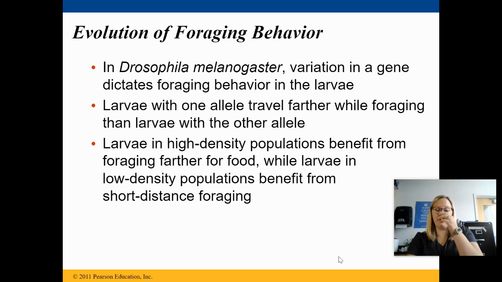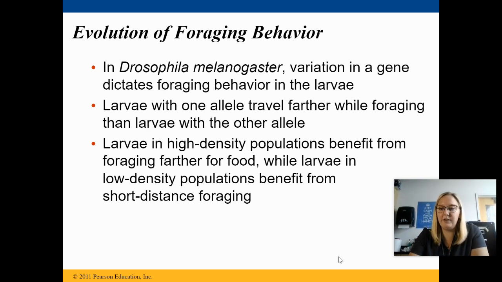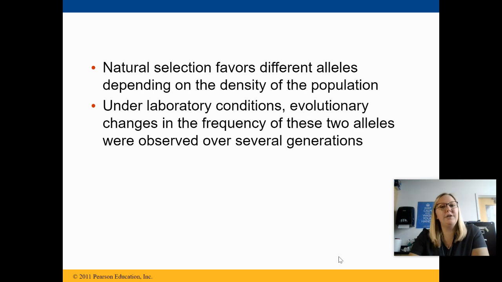There is an evolution behind foraging behavior. So, there's a variation of a gene that can dictate foraging behavior in different larvae of different species. Larvae with one allele are able to travel further while foraging rather than larvae that have the other allele. The larvae in high density populations are able to benefit from foraging further for food, while larvae in low density populations benefit from a short distance for food.